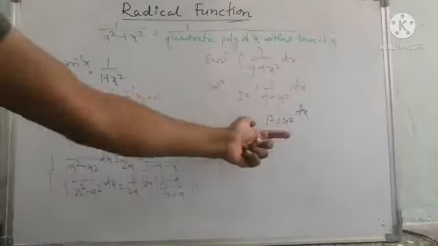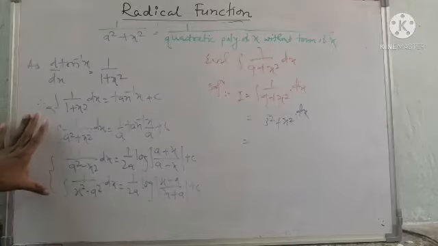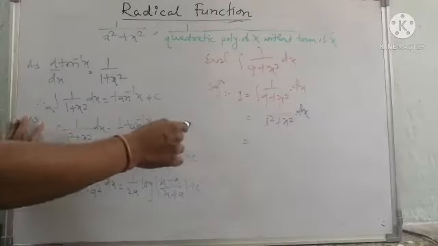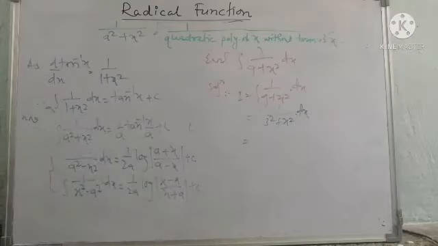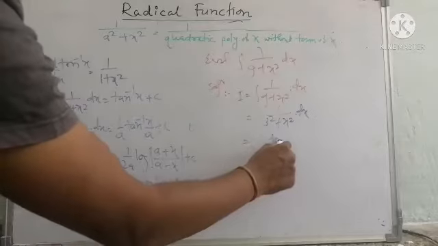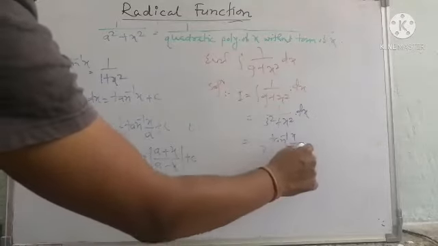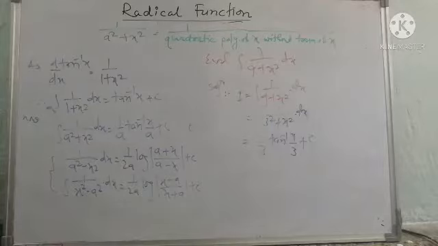Now we compare this with any one of these three standard forms. As this is the first standard form, its integration is 1 upon a tan inverse x upon a plus c. As a is replaced by 3, the integration will be 1 upon 3 tan inverse of x upon 3 plus c.